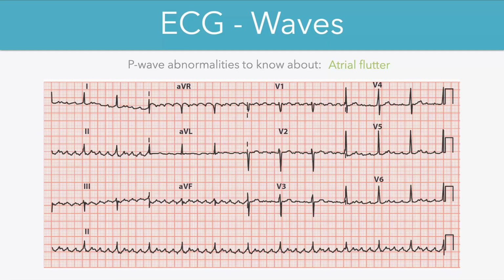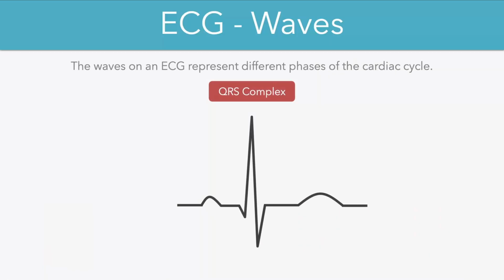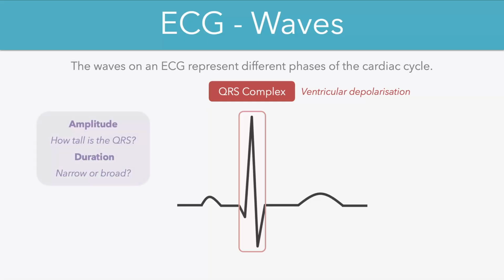Okay, so we've had a look at P waves now, and the next part of the waveform we're going to look at is the QRS complex, which represents ventricular depolarization. Just like with the P waves, there are two questions we can ask about the QRS complex, which include the amplitude and the duration. Importantly, when we assess the QRS complex, we want to take a look at the complex in leads V1 to V6, or the anterior chest leads, as these often provide the best view.